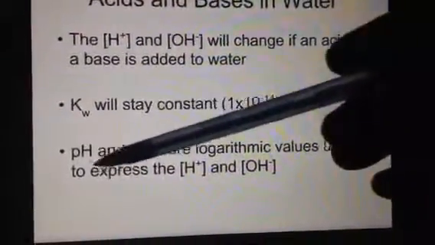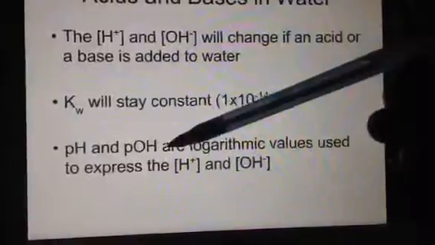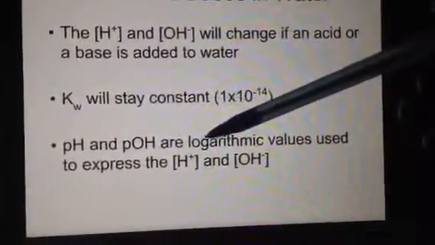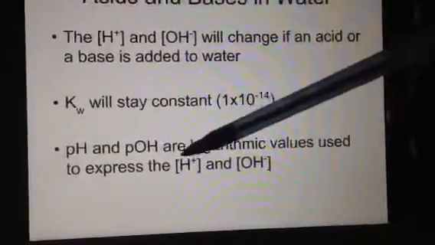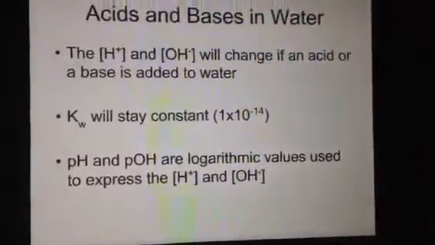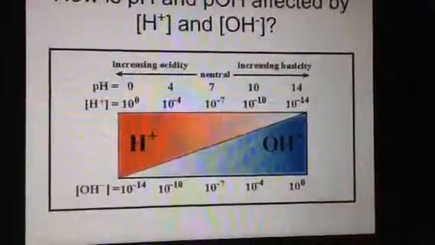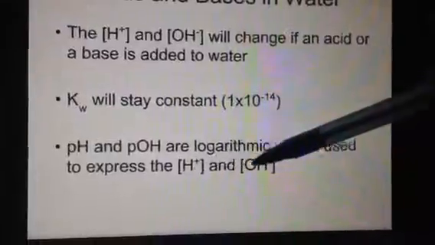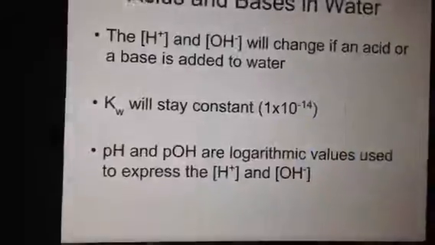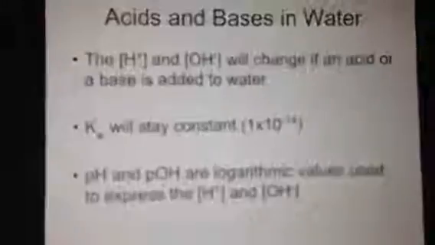Okay, so let's transition to pH and pOH. I said pH and pOH are essentially just logarithmic values used to express the H plus and OH minus concentrations. What I mean by that is, actually, let's just continue this in part 2. Okay, I'll see you in part 2.